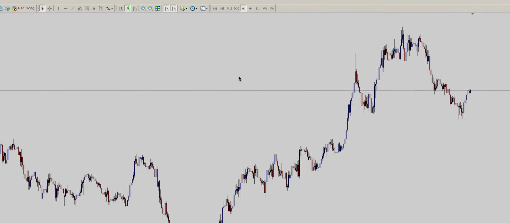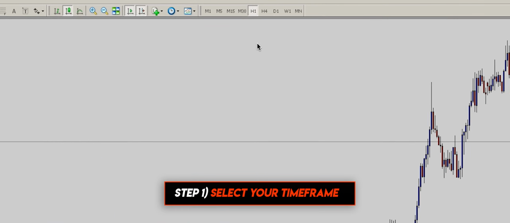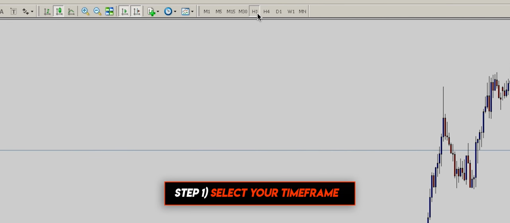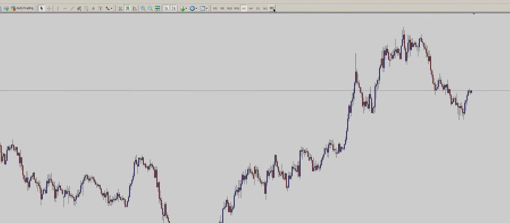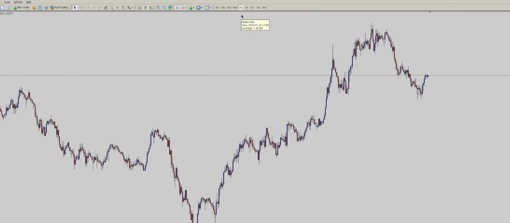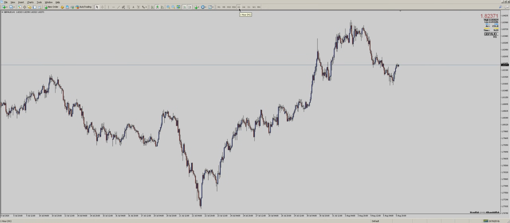So with that being said, the first step is to select your time frame. It could be a 1 hour time frame, a 4 hour time frame, or daily, or even the weekly or the monthly, depending on what you're looking for. But personally, I like to analyze on the 1 hour or the 4 hour time frames. So let's go for the 1 hour time frame.